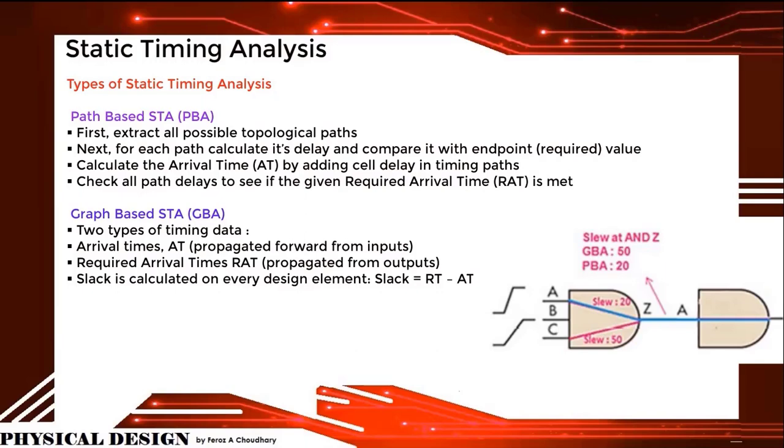Graph-based STA. There are two types of timing data. Arrival time, AT, is propagated forward from inputs. Required arrival time is propagated from outputs. Slack is calculated on every design element, that is, slack is equal to required time minus arrival time.